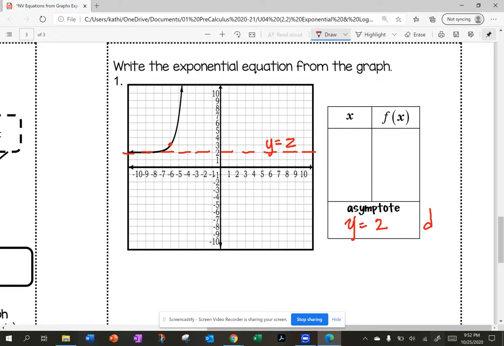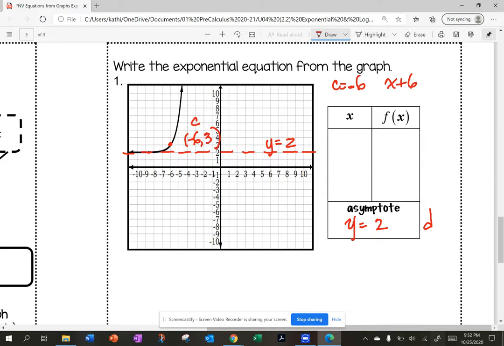I have a point right here. So this point is (-6, 3). The x-coordinate is my c transformation. So c equals -6, and to write that as a factor, that is x plus 6.